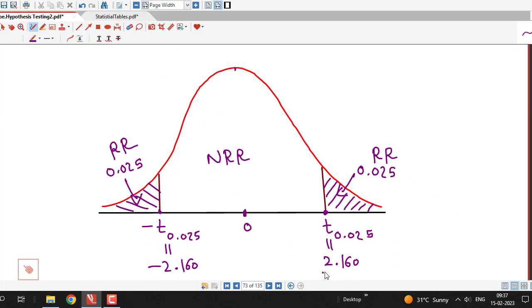2.0818 is less than this value, so it might be somewhere here. Suppose this is the value 2.0818. This is the calculated value of test statistic, and we can see it is in the non-rejection region, because it is in between these two critical values. If it is to the right of this critical value or to the left of this critical value, then we are in the rejection region, but it is in between these two critical values, therefore we are in the non-rejection region. That means our decision is that we fail to reject the null hypothesis.